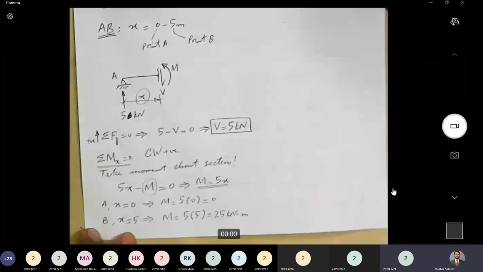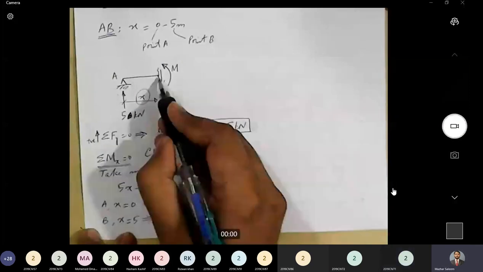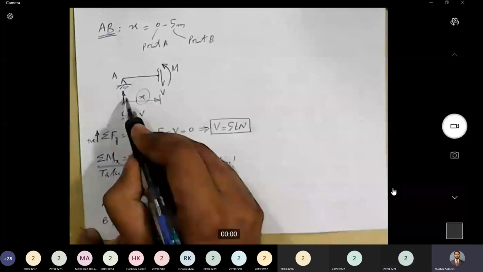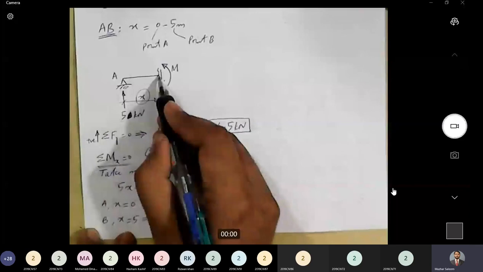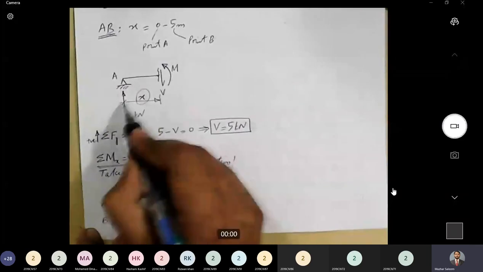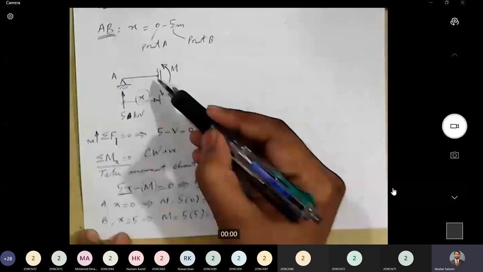5x. We are calculating moment about this section. 5 is this force. How much is the perpendicular distance between this force and the location of the section? We have called that x. So what will be the moment of this force about the section? It will be 5x.